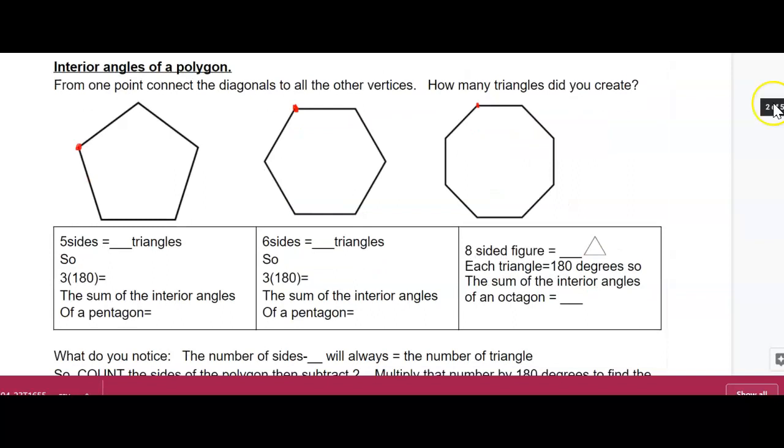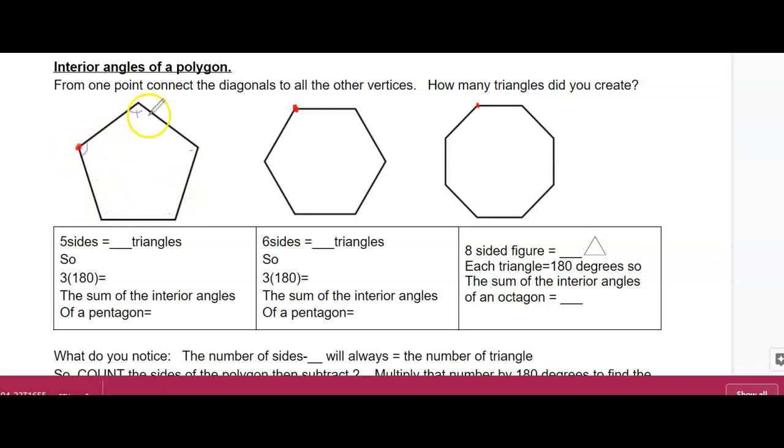Okay, so now we're going to talk about the interior angles of a polygon. So notice these are the interior angles of a polygon. This is an interior angle. This is an interior angle. But I don't know what their measures are. This is an interior angle. I'm going to put a dash so they're not congruent, because I don't know that. This is an interior angle. This is an interior angle.